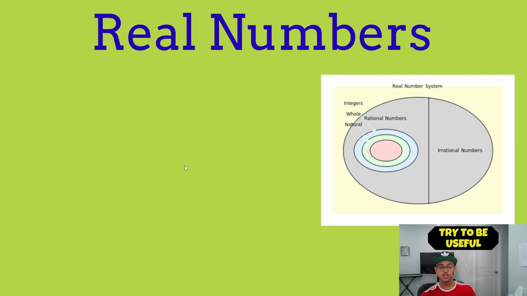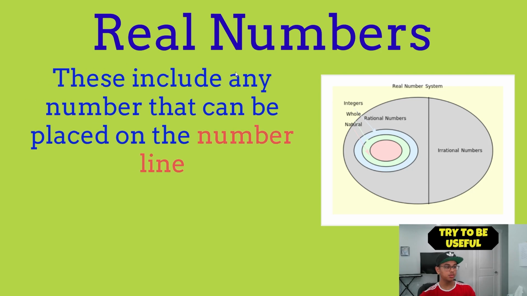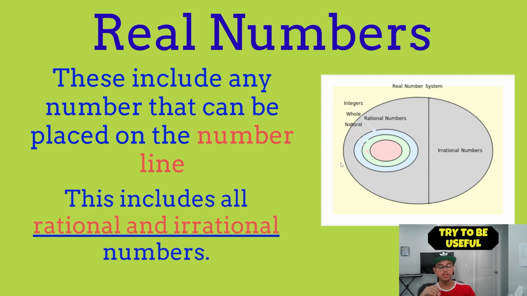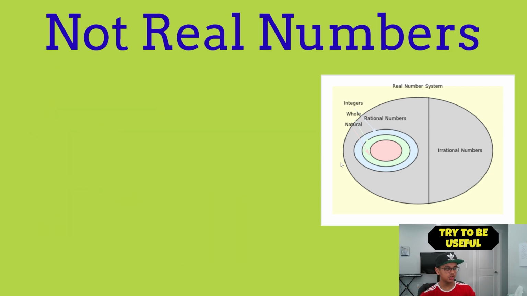And finally, let's just talk about what real numbers are. We already talked about what rational numbers are, and we talked about what irrational numbers are. So now we have the biggest category, which is real numbers. Real numbers include any numbers that can be placed onto the number line. And this includes all rational and irrational numbers.